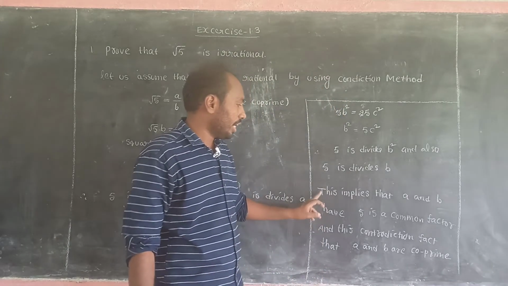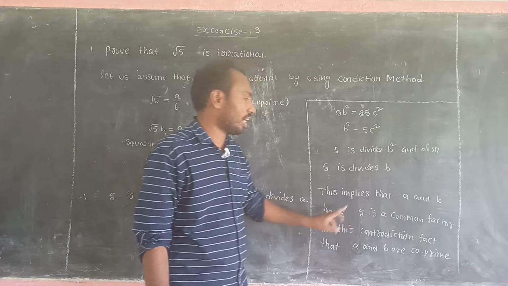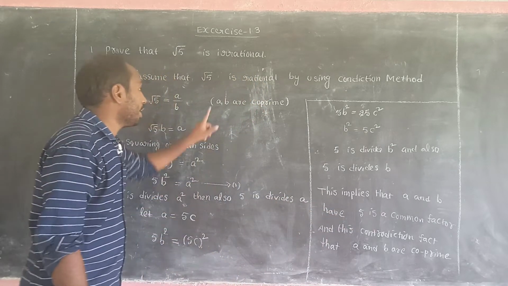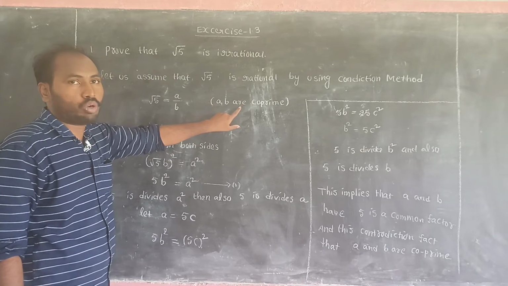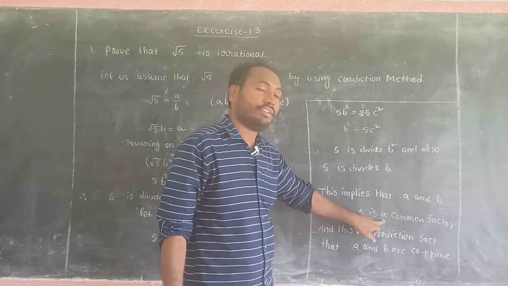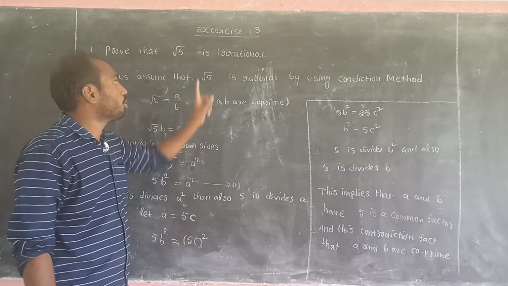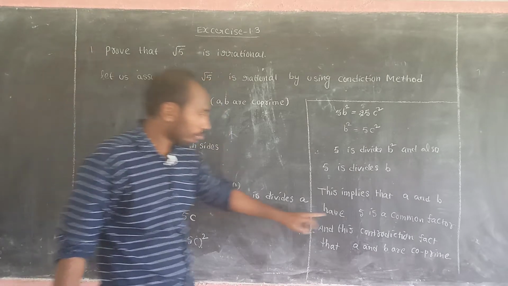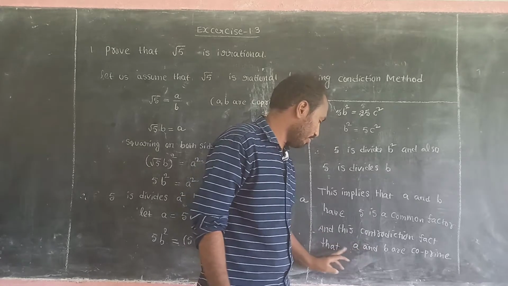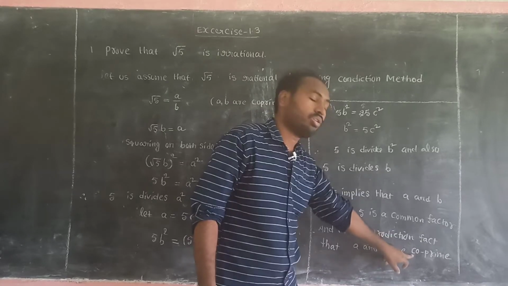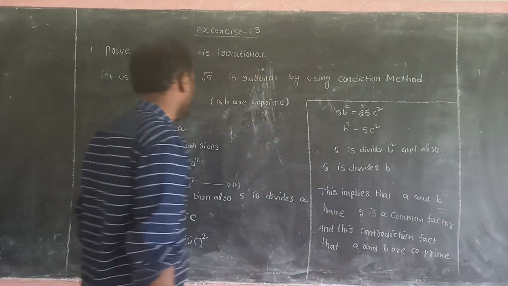This implies that a and b have 5 as a common factor. What is the premise? That a and b are co-prime. But 5 is a common factor in both a and b. So this is a contradiction to the fact that a and b are co-prime, hence root 5 is irrational. Write down. Continue to the next step.